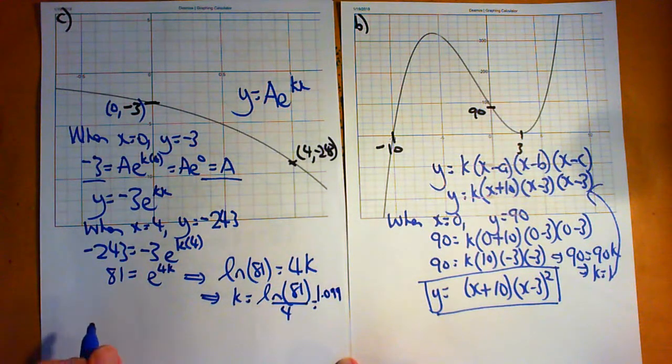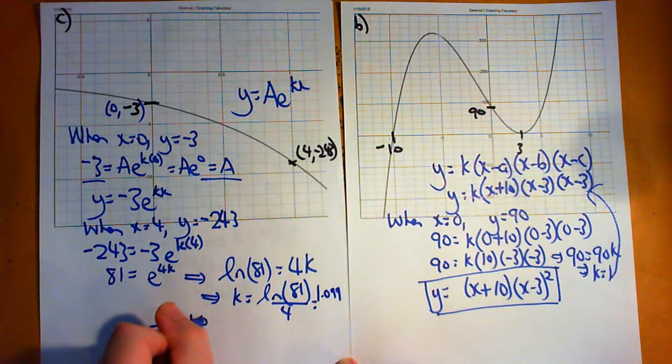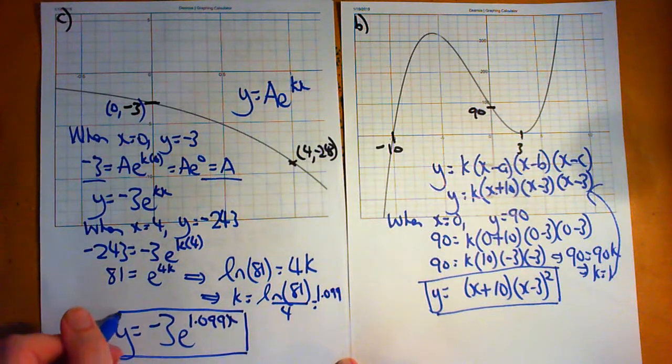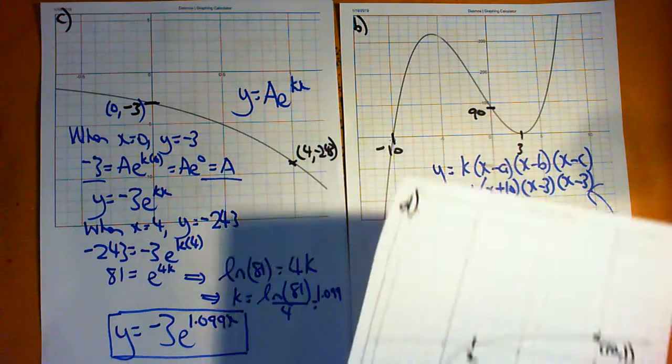So that's the value of k, and therefore your graph is negative 3 was our value of a, e to the, we just found k to be 1.099 times x. So that's the equation of this upside down exponential graph. Notice that I said upside down there, which means that we do expect a negative number out the front.